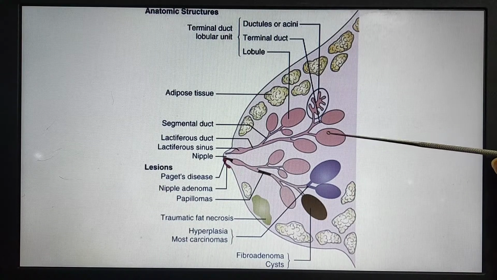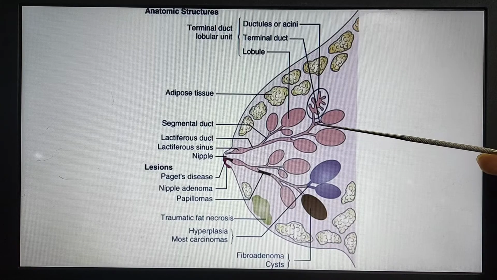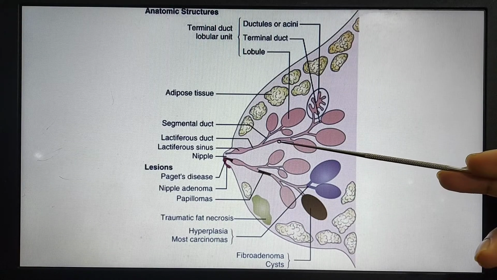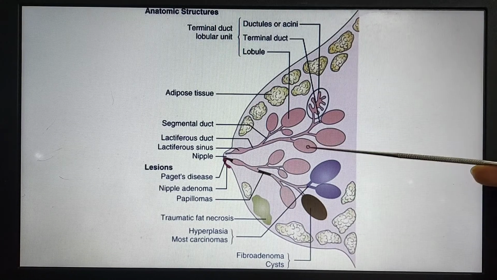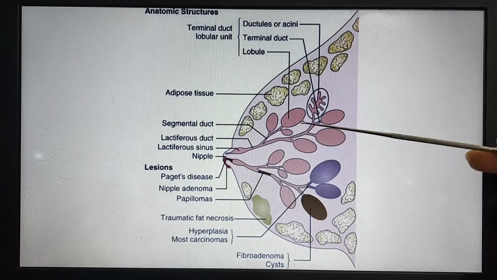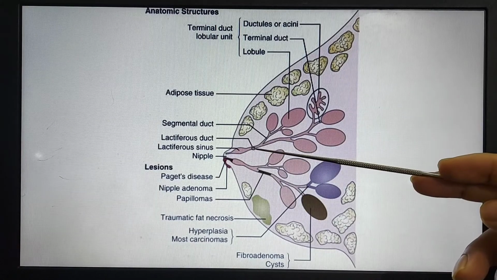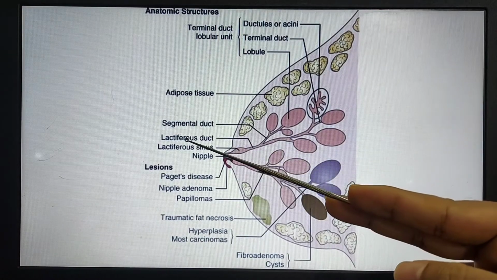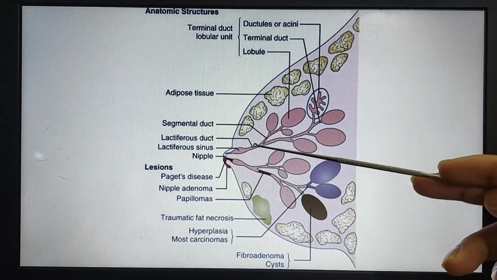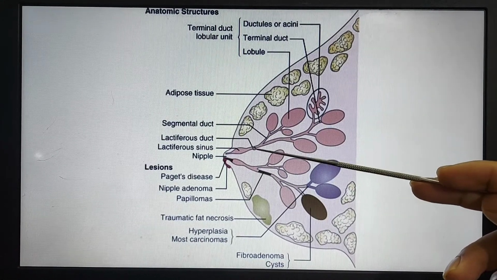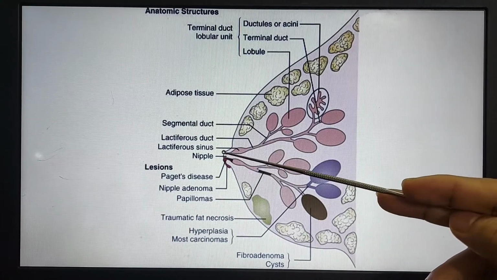Different lobules are connected with a single duct. This duct is known as the segmental duct. It has different lobules connected to it. The segmental ducts finally form a duct known as the lactiferous duct, the milk-transporting duct. There are 15 to 20 lactiferous ducts in each breast, and each lactiferous duct finally opens in the nipple.